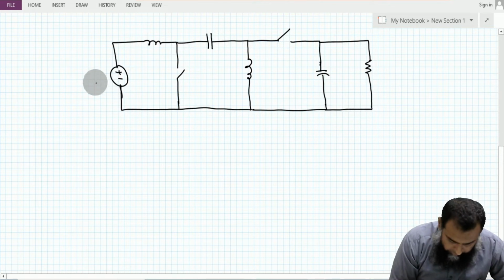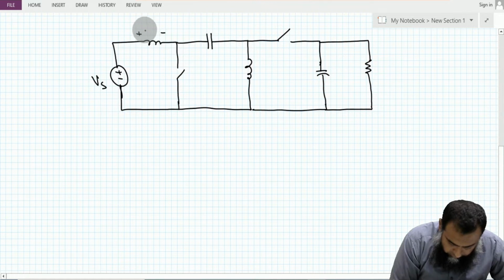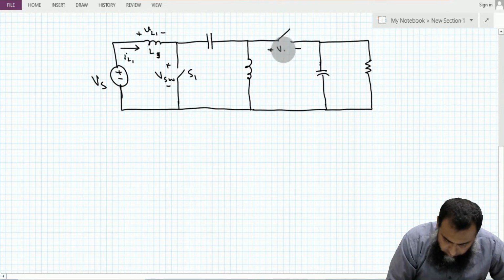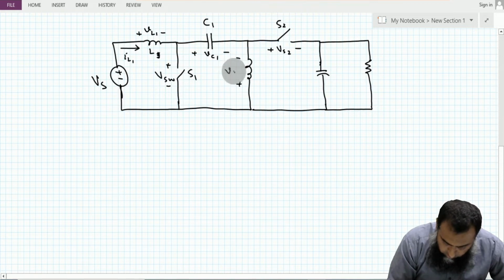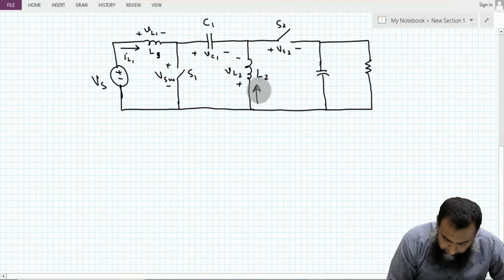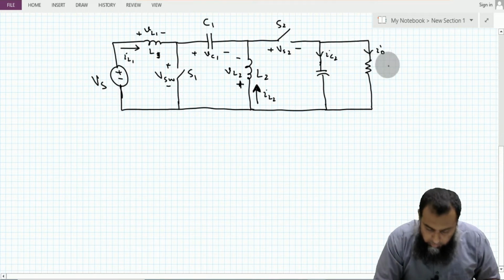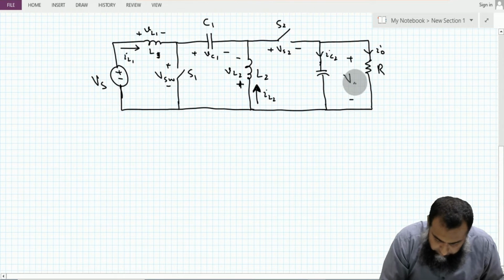Let us annotate this as well. Let us say this is Vs, this is plus minus VL1, and this is the inductance L1, and the current flowing through this branch is IL1. This is the voltage across this switch, and let us say this is Vs1, this is Vs2, and this is switch S2. This is the capacitor C1, so we have this VC1. This is plus minus VL2, this is L2, and therefore using the passive sign convention, the current is entering this positive terminal. So this is IL2, this is IC2, this is I0, and this is the resistance R. So this is the voltage V0, and this is the VC2.